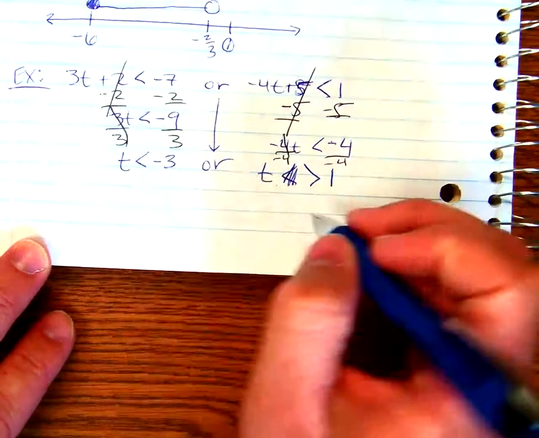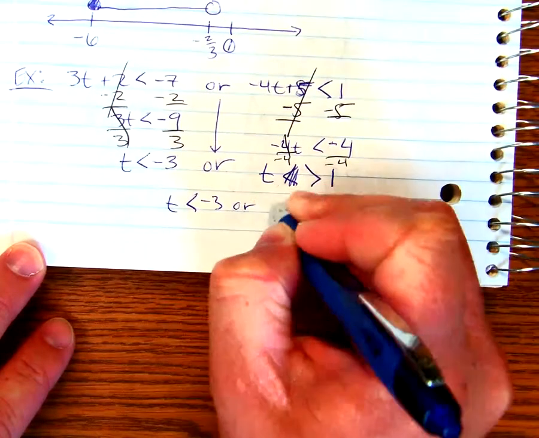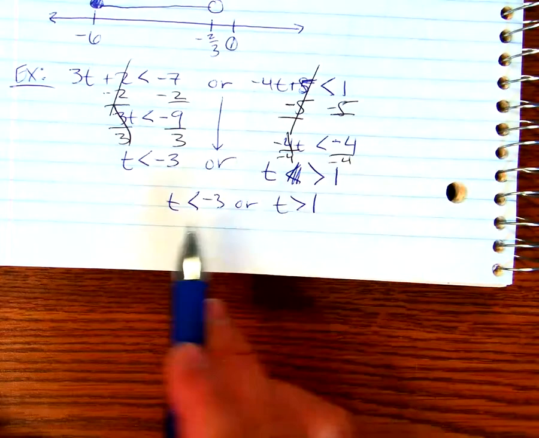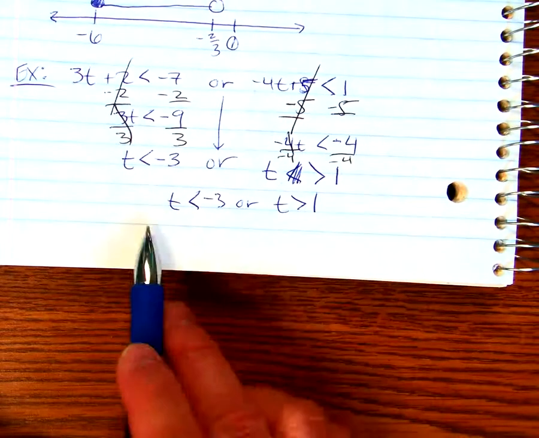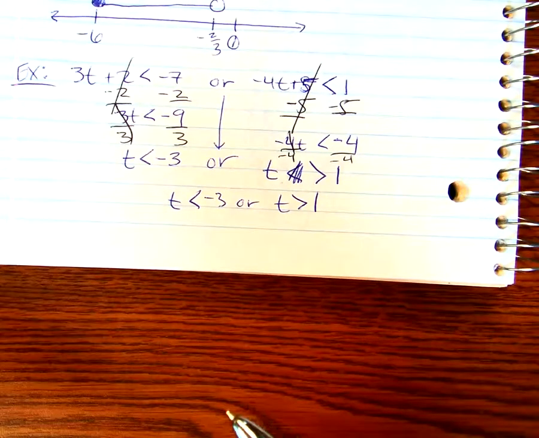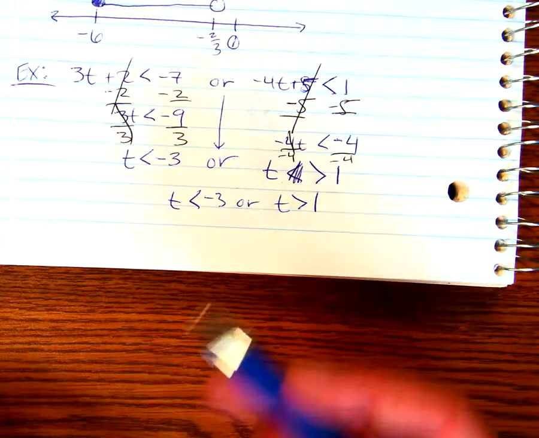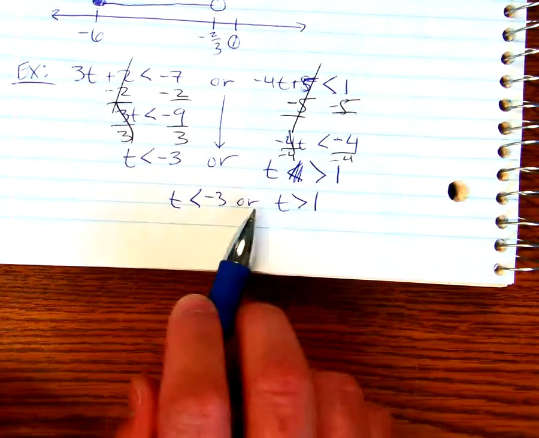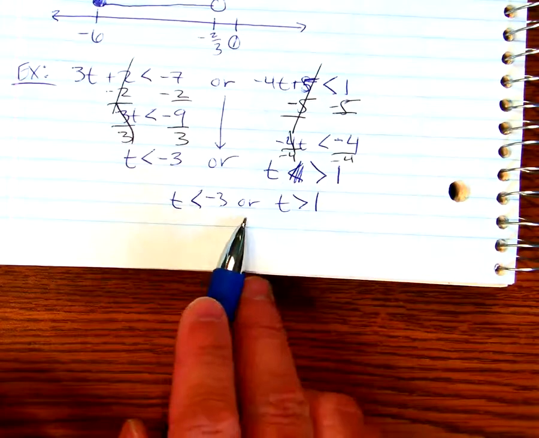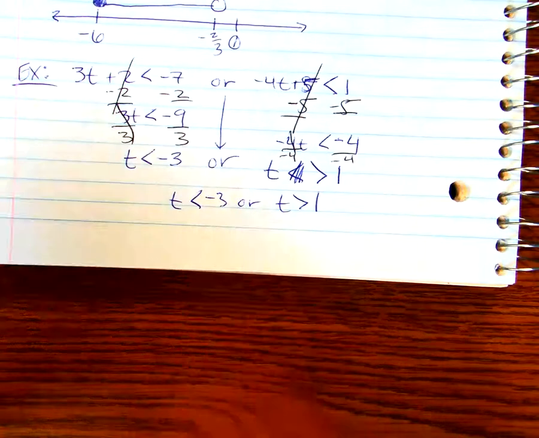So our whole final answer is one continuous piece: t is less than negative 3 or t is greater than 1. Now they're both the same variable. We're talking about t in both situations. So whatever t was supposed to represent, this number has to be either smaller than negative 3 or it's bigger than 1. I don't care which. That's why the word or is here. As long as it's smaller than this or it's bigger than that, we're happy.